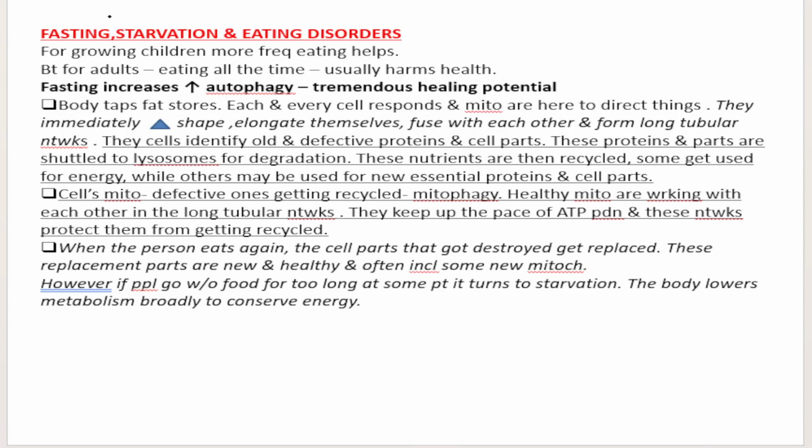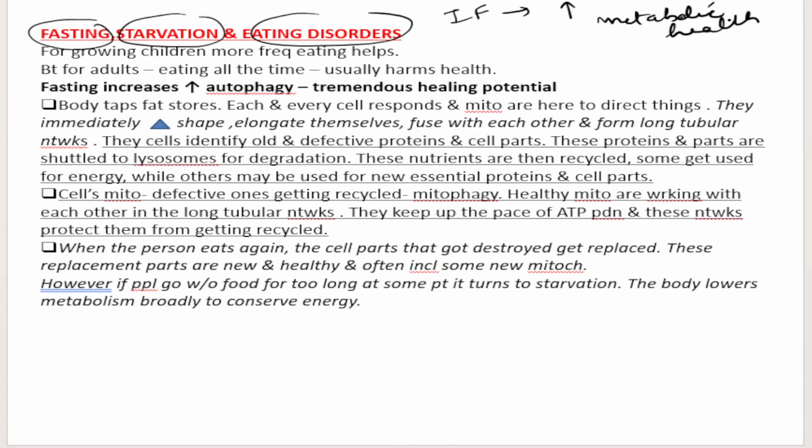Now we come to fasting, starvation and eating disorders. Now see, intermittent fasting has been found to improve the metabolic health. It has been found to improve the functioning of mitochondria. It has been found to promote autophagy, mitophagy, and improve cell maintenance. So autophagy means the cell repairing itself, the cell replacing the damaged cell parts, the cell recycling its damaged cell parts. Mitophagy means the mitochondria repairing itself.